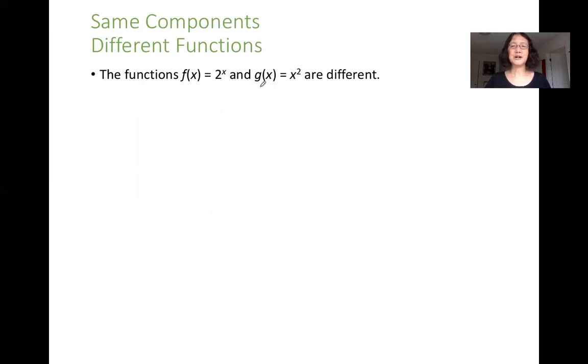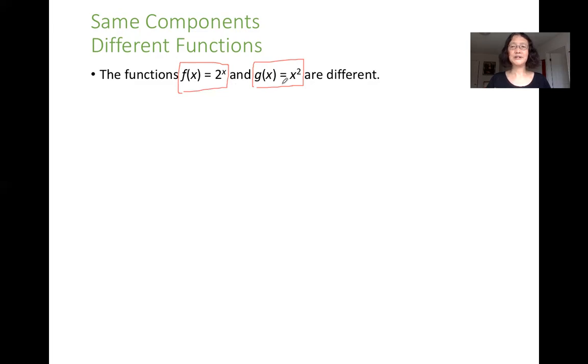When we did quadratic functions, we had, for example, g(x) equal to x squared. This is a quadratic function. But when you have x in the power position, so f(x) equal to 2 raised to the power x, this is an exponential function. So the first one is an exponential function. The second one is a quadratic function.